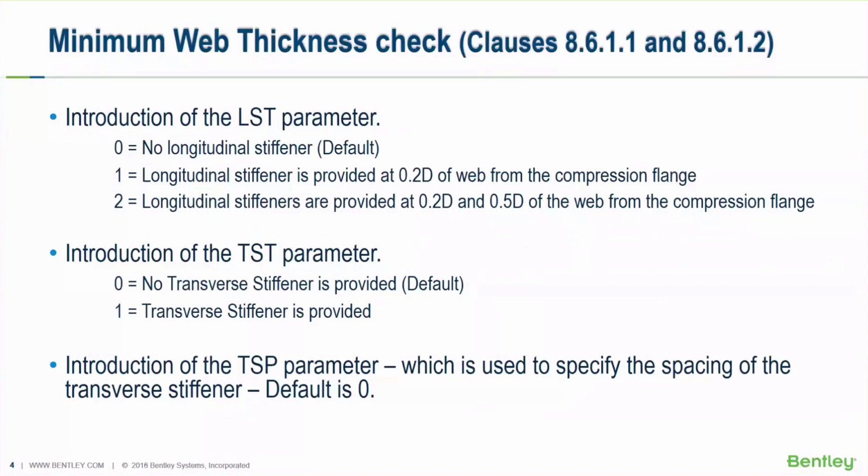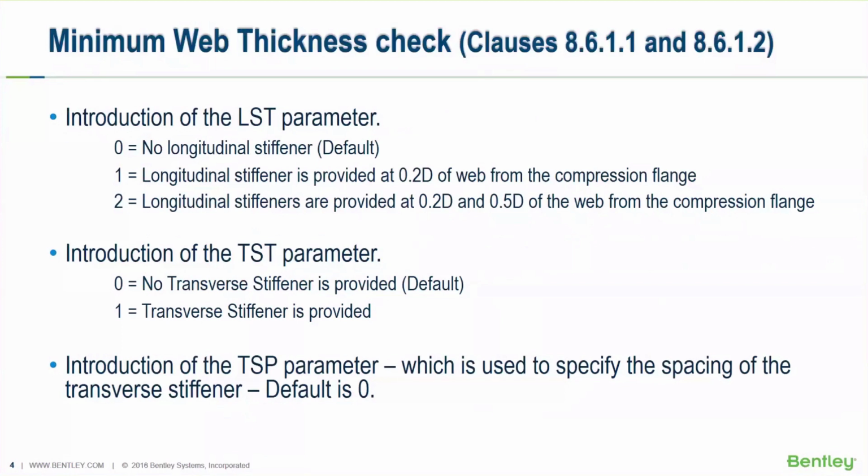The LST parameter stands for the longitudinal stiffeners, and I have 3 options to choose from: no longitudinal stiffener, a stiffener at 0.2D from the compression flange, 2 stiffeners at 0.2 times the depth, or at 0.5 times the depth.